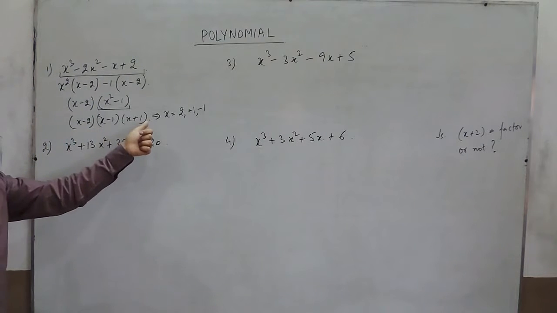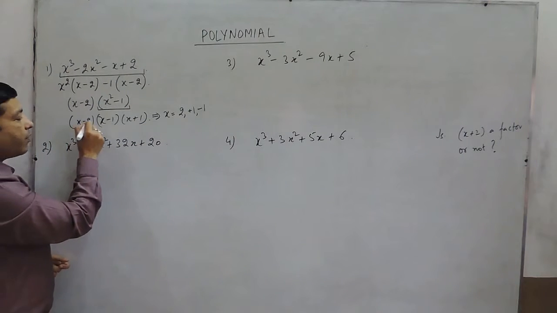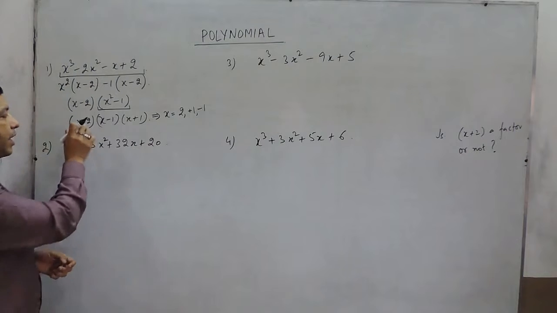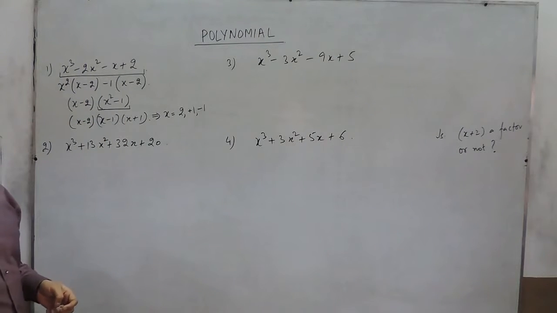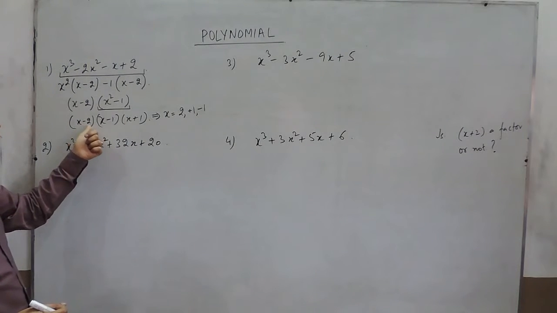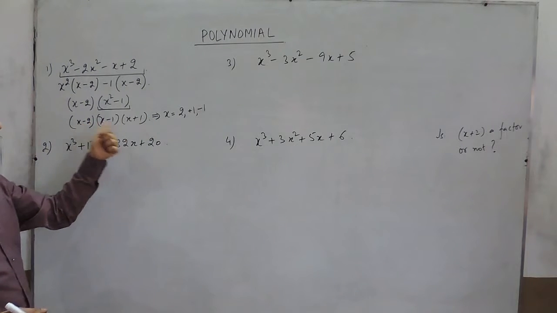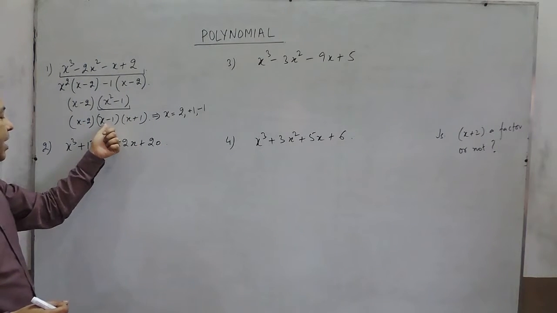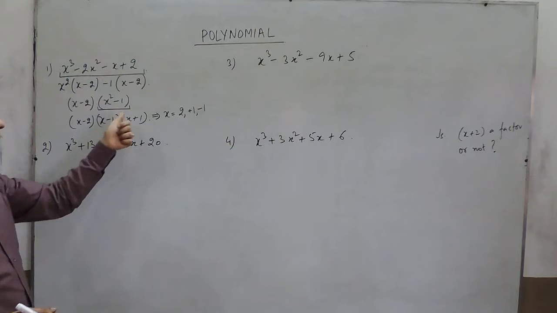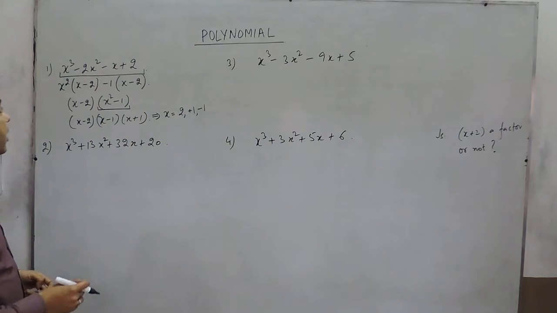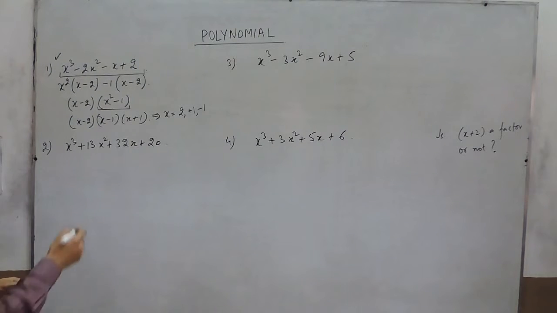When I am finding the values of this polynomial, we have to take every factor of this polynomial as equal to 0. So when x minus 2 is equal to 0, that means x is equal to 2. When x minus 1 is equal to 0, that means x is equal to 1. Now, this is one way of solving the polynomial with degree 3.